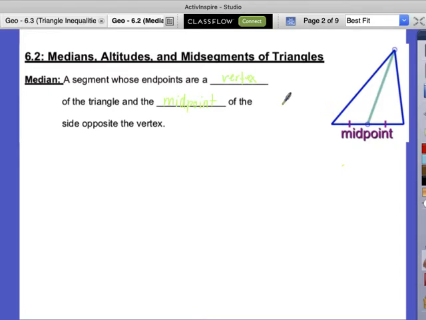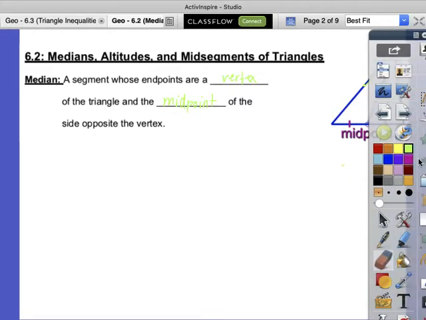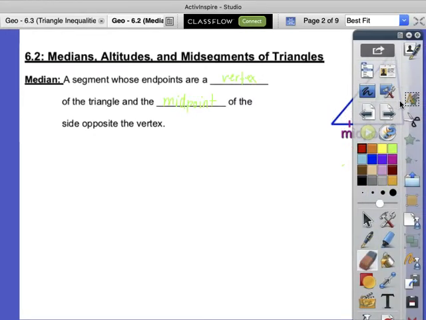A median is a segment whose endpoints are a vertex of the triangle and the midpoint of the opposite side of the vertex. So it goes to the midpoint. It starts from a vertex of a triangle. There are 3 vertices of a triangle. It starts with the vertex of the triangle, and it goes to the opposite midpoint. Why can't I go from the vertex to one of the adjacent sides or the touching side's midpoint? It would just be part of the side of the triangle, wouldn't it? Yeah, that would look kind of weird. So we want to go with something in the middle of the triangle, so we need to go to the opposite side.